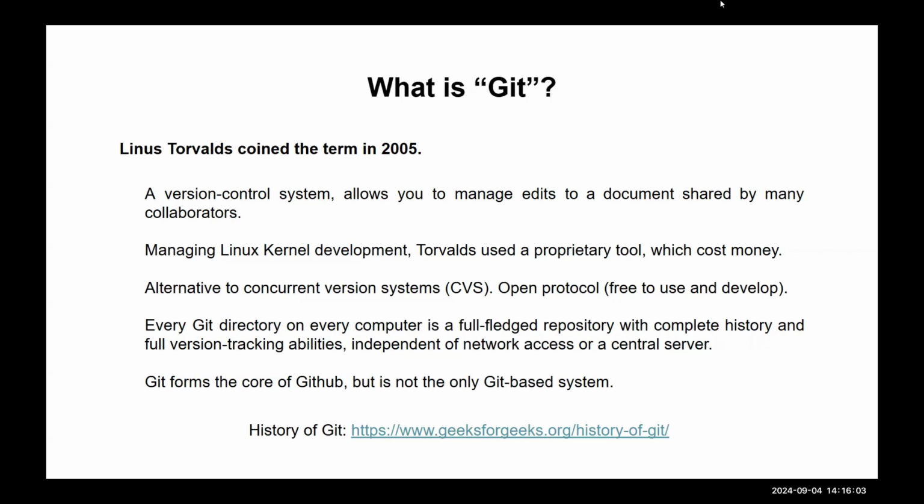So Git forms the support for GitHub, but it's not the only Git-based system. And it's important to remember that in Git, every directory and every computer is a full-fledged repository with a complete history and full version tracking abilities, independent of network access or a central server.